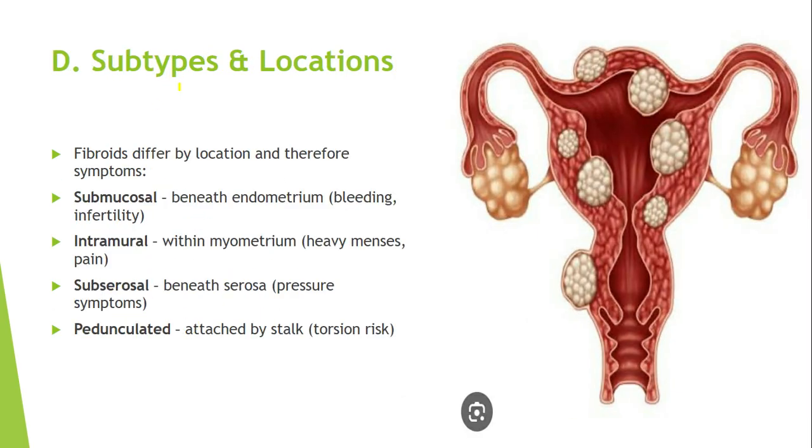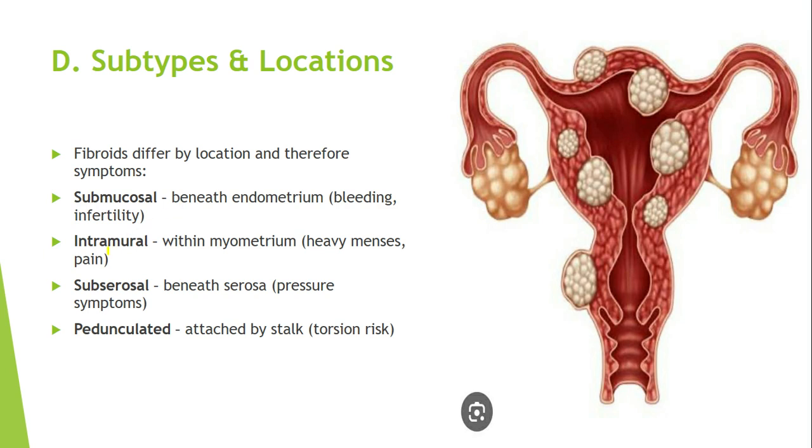Next is the subtypes and locations. Fibroids differ by location and therefore symptoms. So fibroids present with different symptoms based on where they are located. So first we have submucosal fibroids. These fibroids are found beneath the endometrium of the uterus. They cause bleeding and infertility.